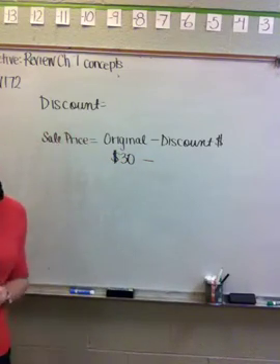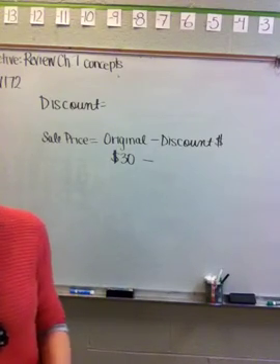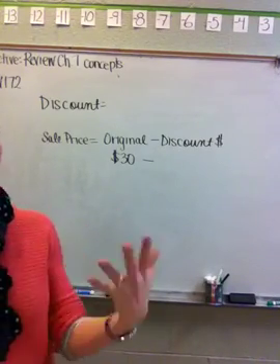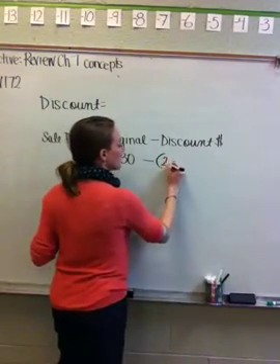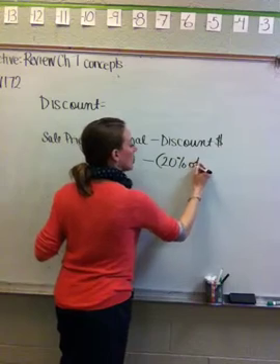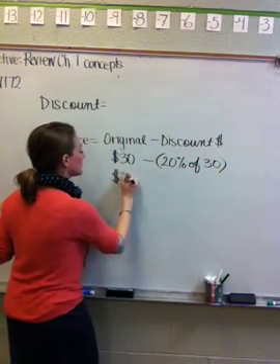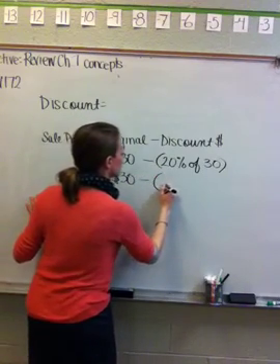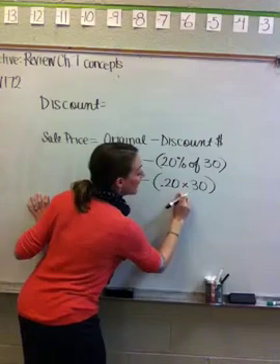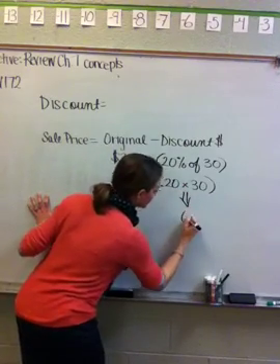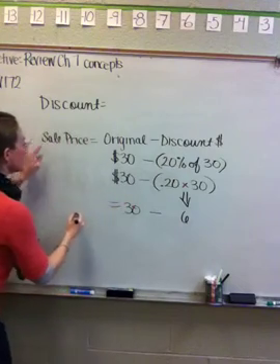Subtract. How am I going to find my discount? 30 times 0.2. I want 20% of 30. Does that make sense? So my discount is 20% of 30, which is the same as saying 0.20 times 30, which is what? 6. So 30 minus 6. So what is my sale price?